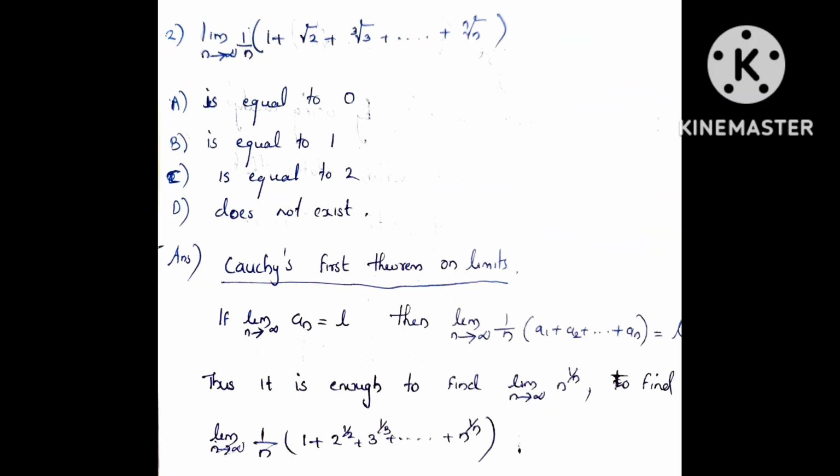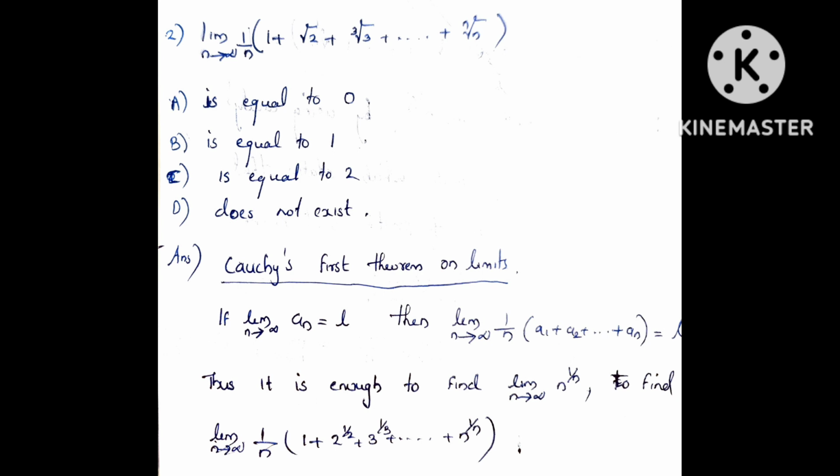Now coming to the second question, we have to find the limit as n tends to infinity of 1 by n times (1 plus root 2 plus cube root of 3 plus etc. up to nth root of n), which is equal to: Option A, 0. Option B, this is equal to 1. Option C is equal to 2. D, does not exist. We have Cauchy's first theorem on limits.